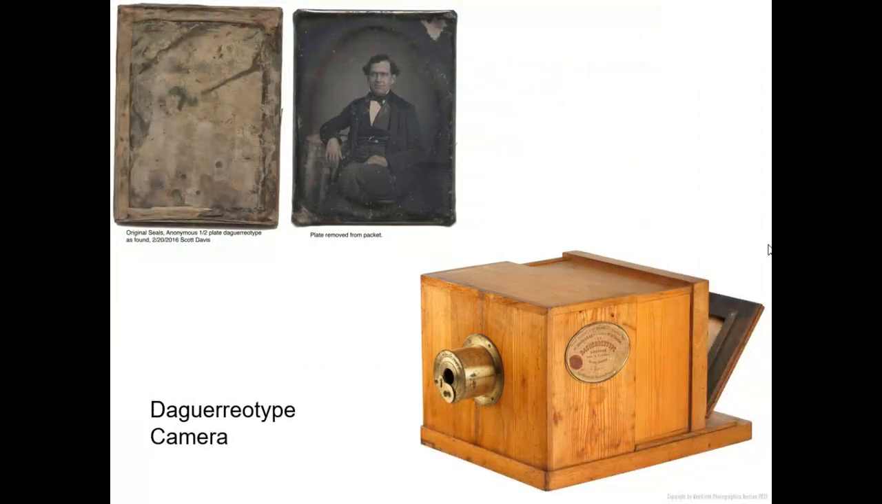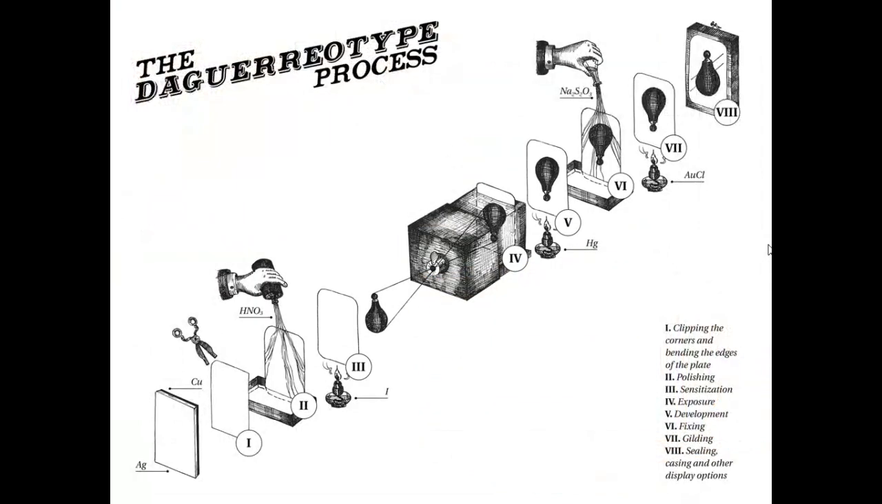The daguerreotype itself, again, is essentially that same technology as a box with a lens, and the image would be made on a specially coated piece of metal.